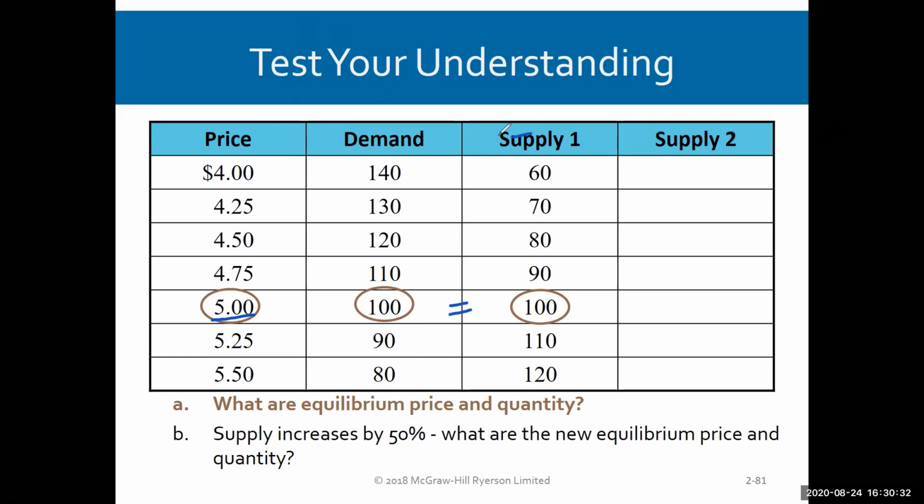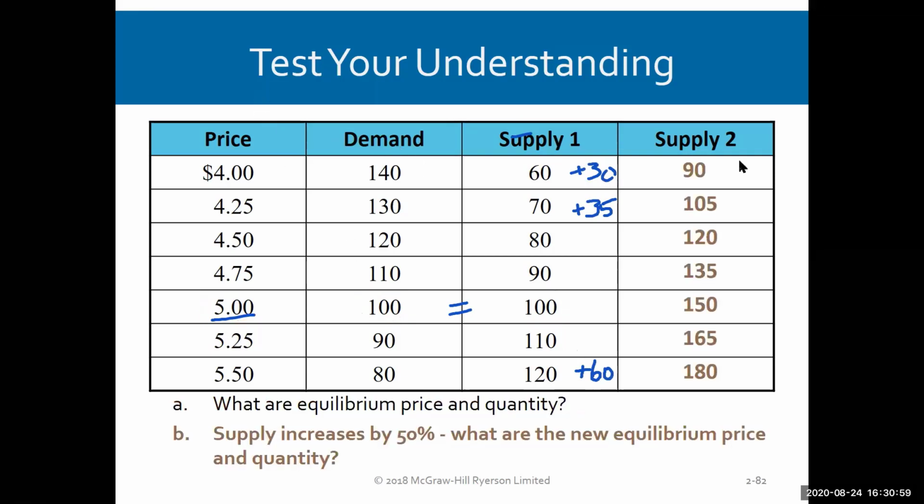Supply is 60 right here. 50% of 60 is 30, so we add 30 to get 90. Supply is 70. 50% of 70 is 35, so we add that to give us 105. 120 here, 50% of 120 is 60, so we add that to get 180. So let's just click ahead and see the points. There it is. So these numbers, supply 2, add up by just taking 50% of supply 1 and adding it to it. What are the new equilibrium price and quantity?